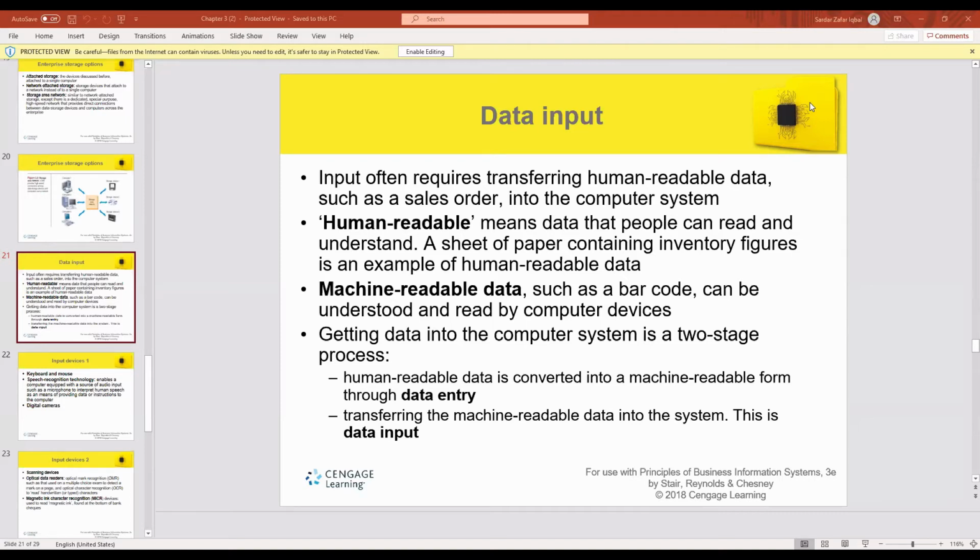Yes. And for machine readable data, such as a barcode, you know, almost every product now has a barcode. How can a machine read that one? It can be understood and read by computer devices. Getting data into the computer system is a two-stage process. Human readable data is converted into machine readable form through data entry. Transferring the machine readable data into the system, this is data input.